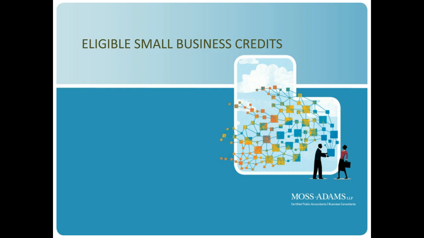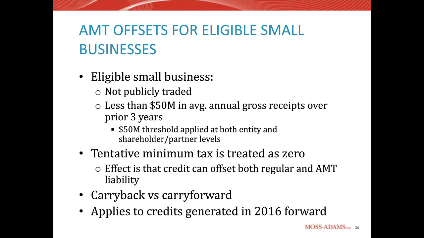Thanks, Travis. So one of the other major law changes with the PATH Act was reinstating the eligible small business credit. This was done in 2010 as a 1-year kind of opportunity, and now it is enacted for 2016 forward, as far as we know, permanently.